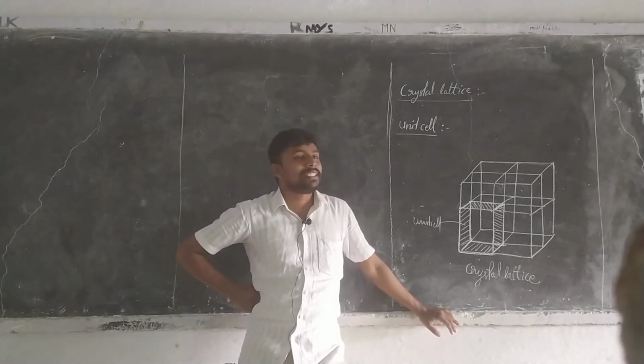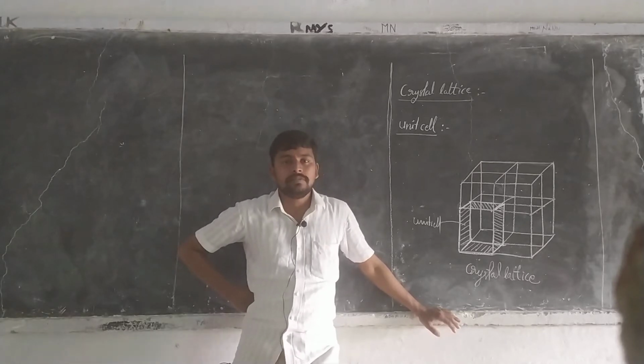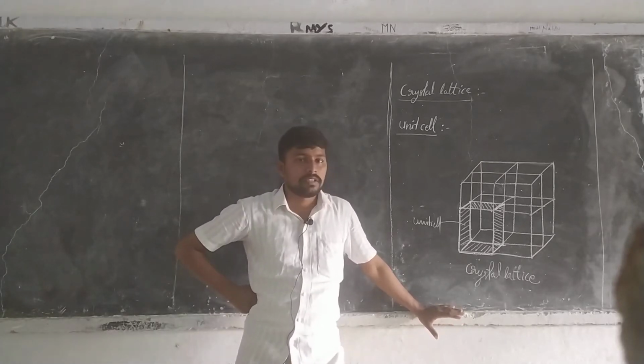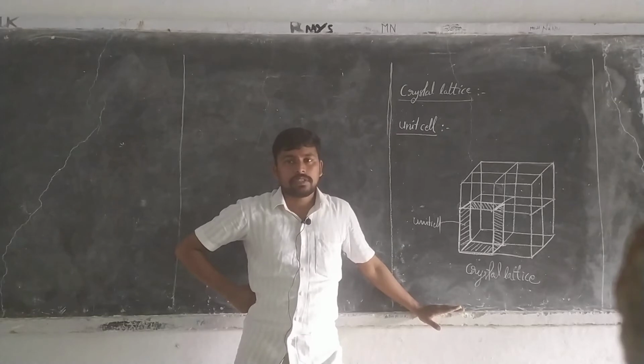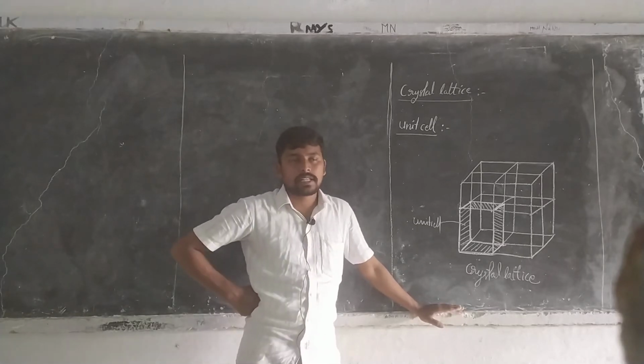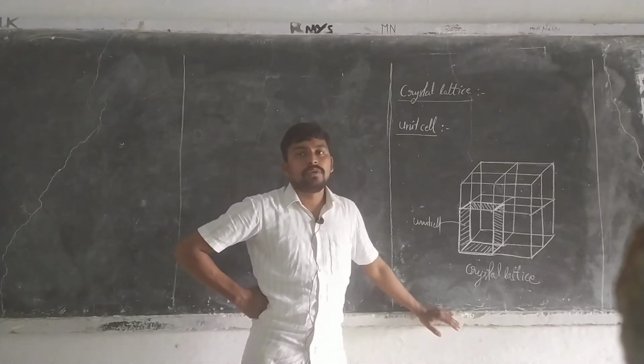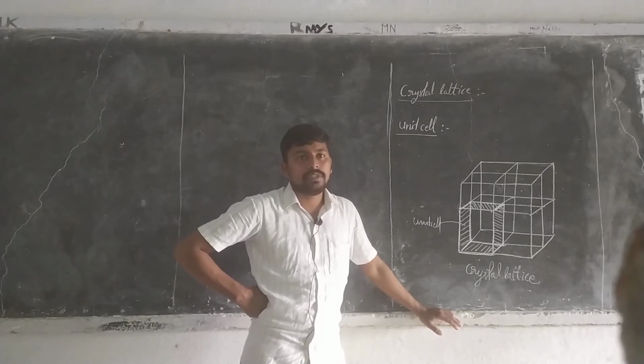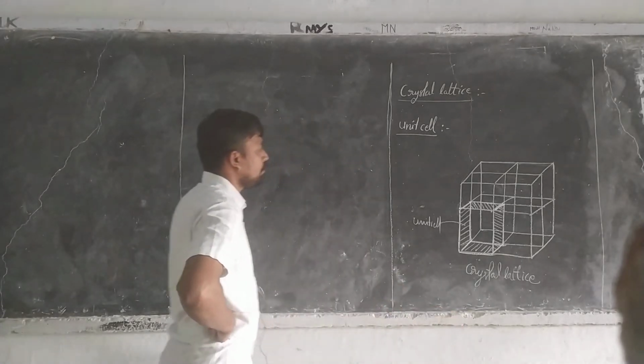And then unit cell. So unit cell means the smallest portion. Not all smallest portions become unit cells. The smallest portion which can repeat again and again to give the entire crystal lattice is said to be a unit cell. And next, the types of unit cells.